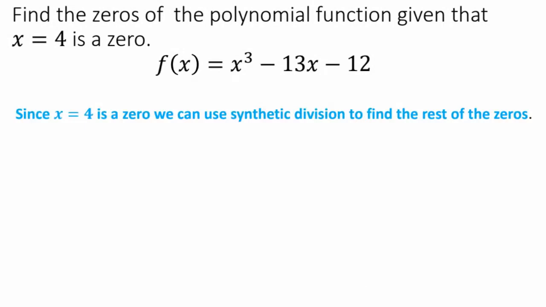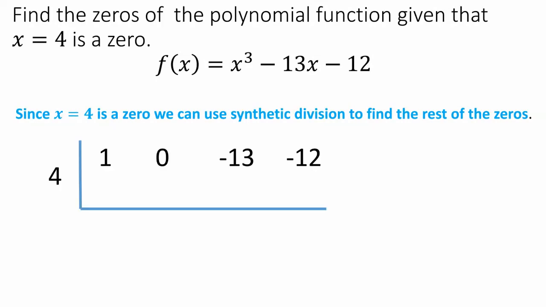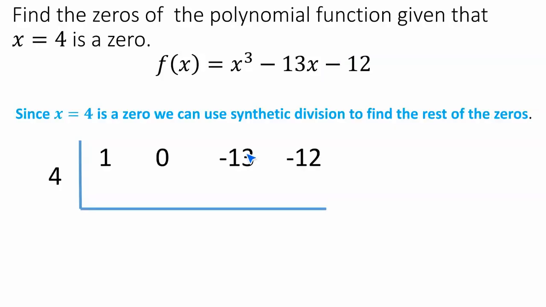And since they tell me that x is equal to 4, then I can use that to set up my synthetic division. And then for my polynomial, I'm going to take the coefficients. So in front of x cubed, we have a 1. We don't have an x squared, so I'm going to use a 0 as our placeholder. And then in front of x, we have a negative 13, and then we have our negative 12.